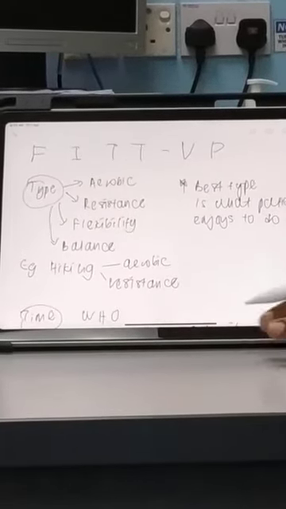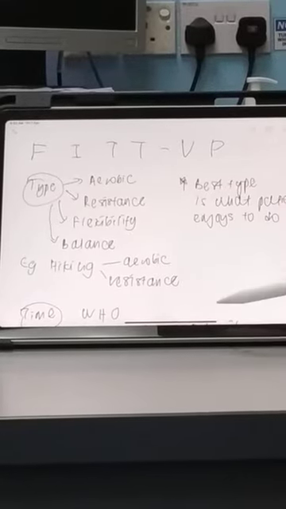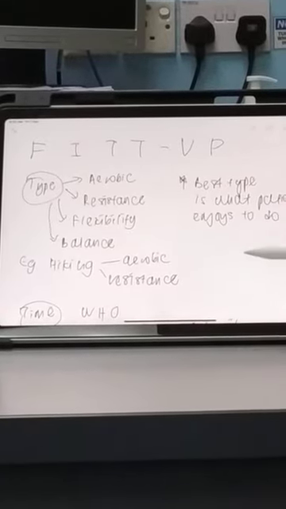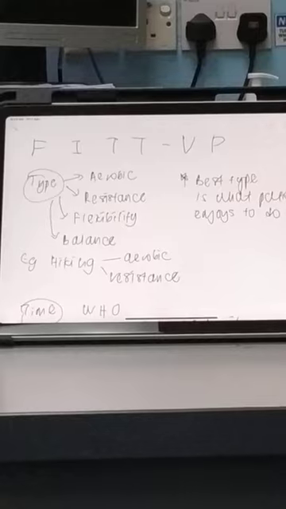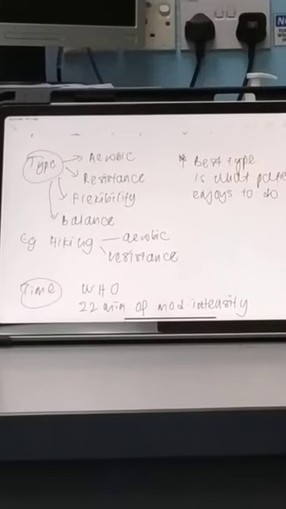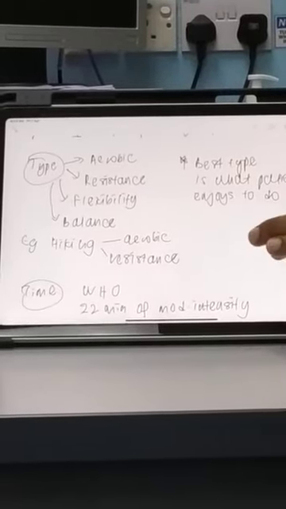For example, in hiking, there are 2 components involved. One is aerobic and another one is resistance, because it's a mountain, so it's resistance as well.